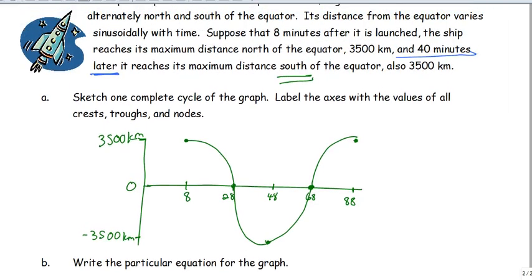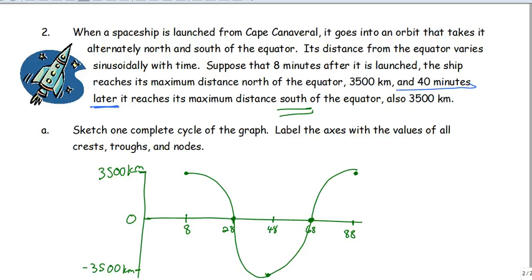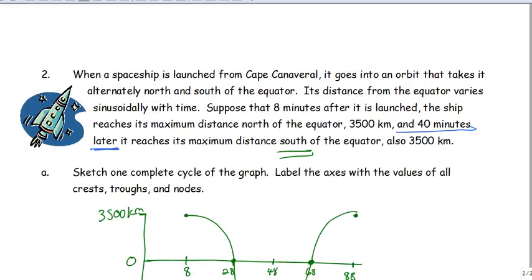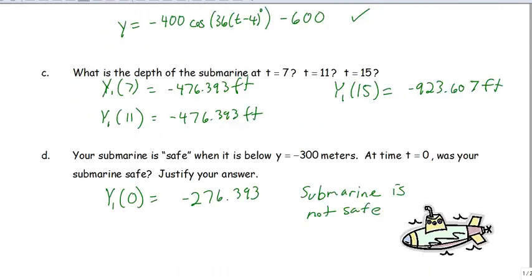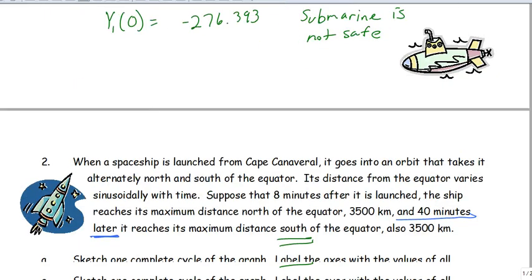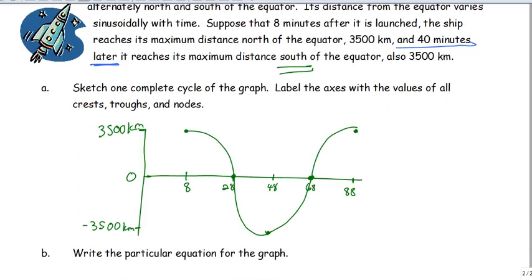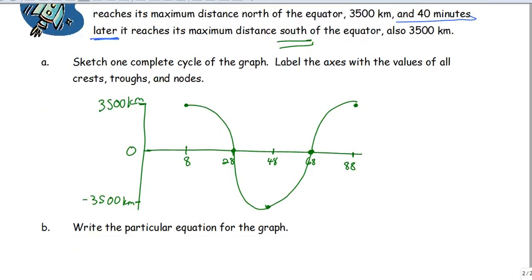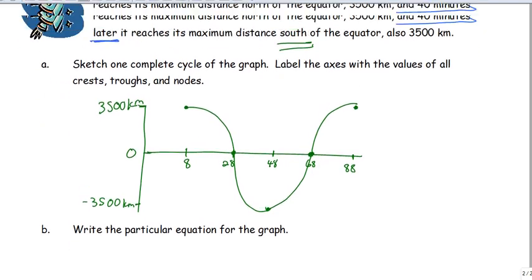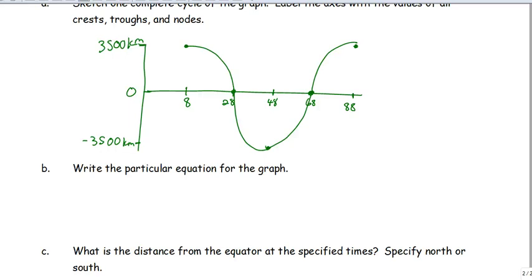Write the particular equation. I don't tell you what letters to use here. By the way, always use the correct letters. Like up here, we used Y and T. Down here, it doesn't say, so I'm going to use T, and I'll use Y again. If it said use D, use D. It doesn't though.